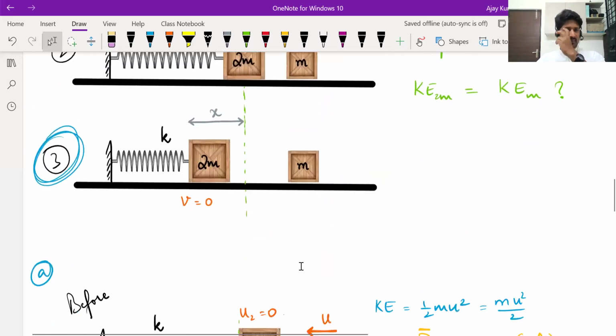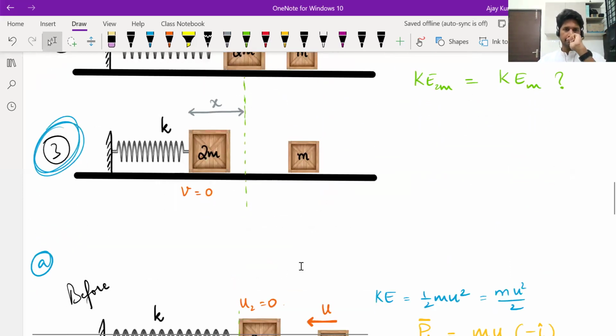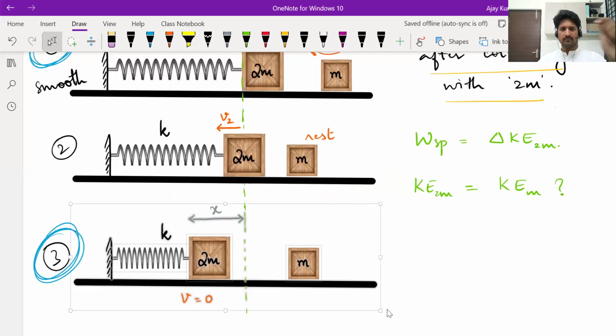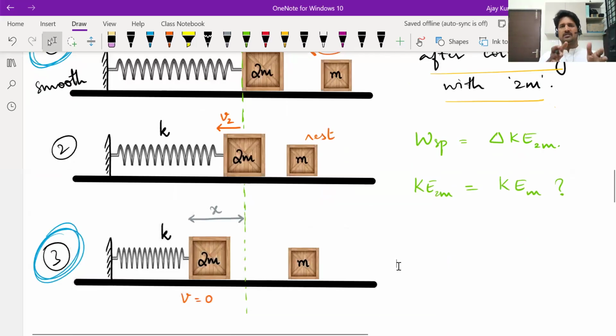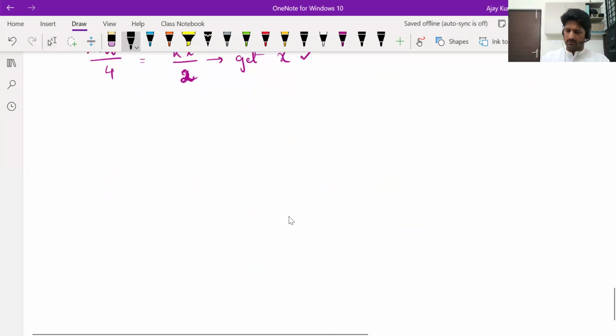Based on this, I'll give you another question for practice. Just solve it in reverse. I'll send you the worksheet tomorrow. Solve it in reverse means a compressed spring will be there, will release the block. So the compressed spring will push the block, and then that block goes and collides with another block. You have to find out what happens. You can do that. And you may be asked questions like this also.